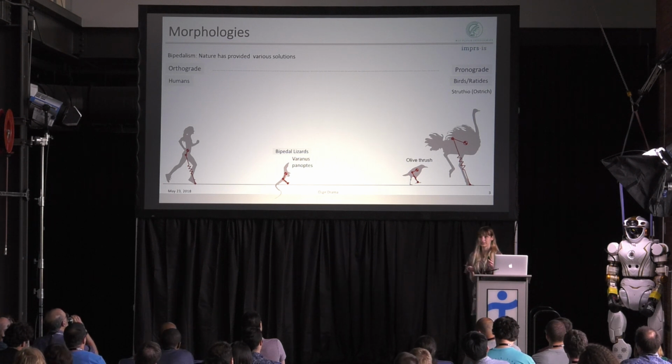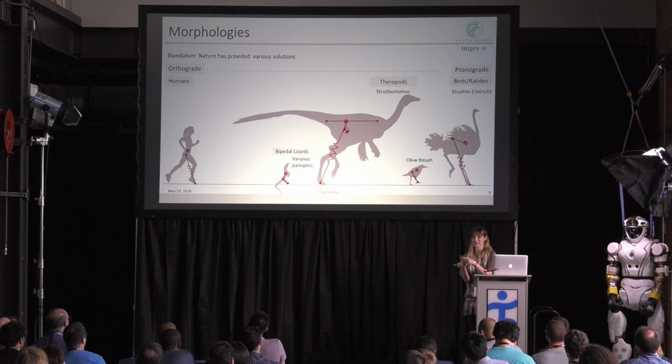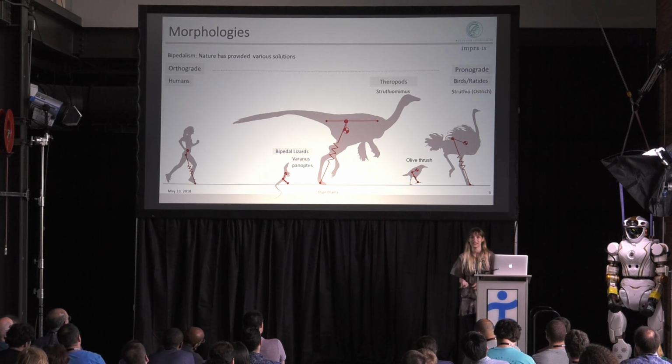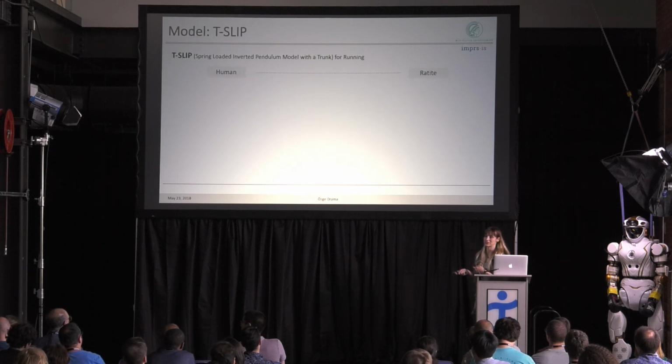And since birds are the descendants of the avian theropods, it's interesting to also look at their ancestors. And what we see here is that you have a completely different trunk morphology. You have your center of mass right below your hip, and the radius between the hip and the center of mass is relatively short in comparison to birds. And since we are in HMC, I was really compelled to put Hex runner here as a morphology, which is somewhere between the theropods and the ratites. But what I'm going to focus on today would be the human and a ratite.